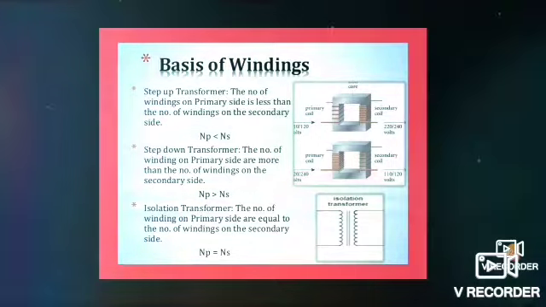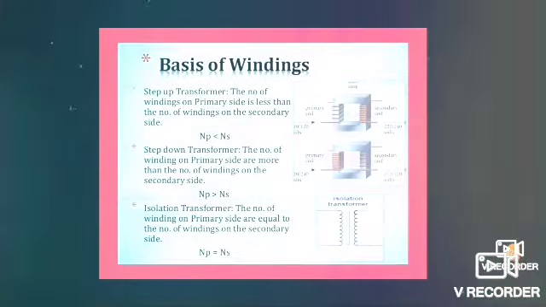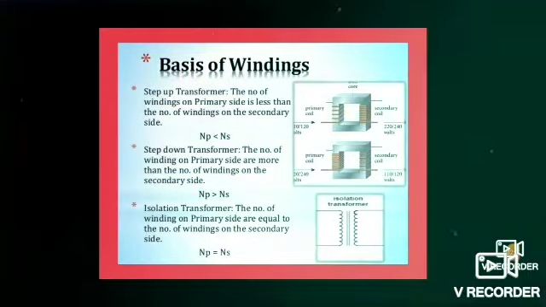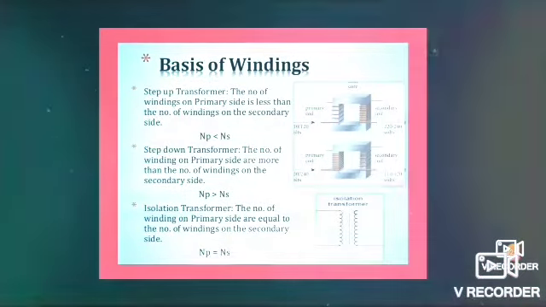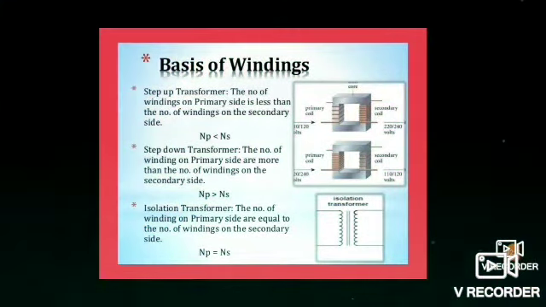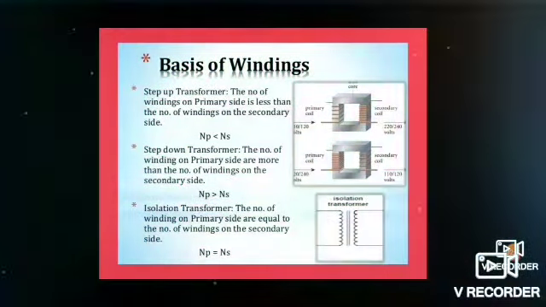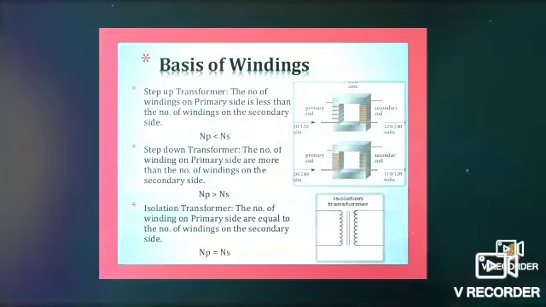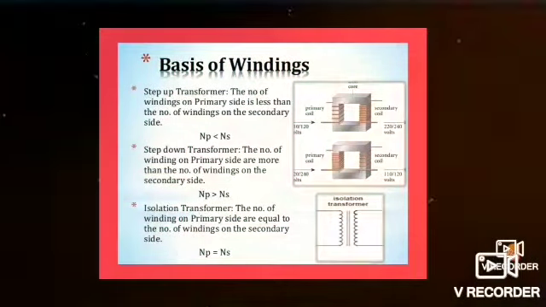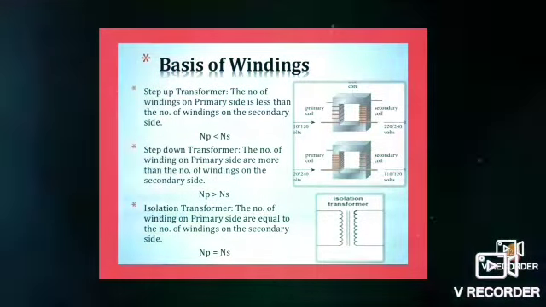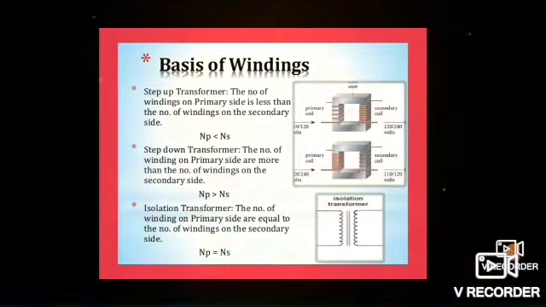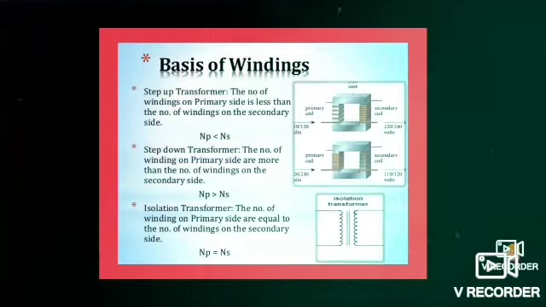Then basics of winding: step up, step down and isolation. Step up transformer. The number of windings on primary side is less than the number of windings on the secondary winding. That is NP is less than NS. NP denotes the primary winding number of turns and NS is the secondary winding number of turns. Then it is called a step up transformer. That is, primary winding is having fewer turns and NS is having more turns.